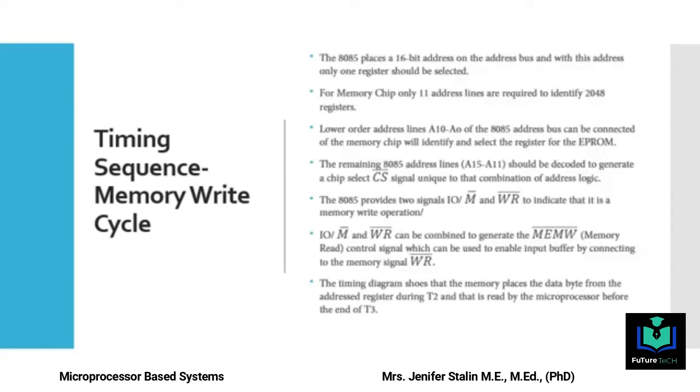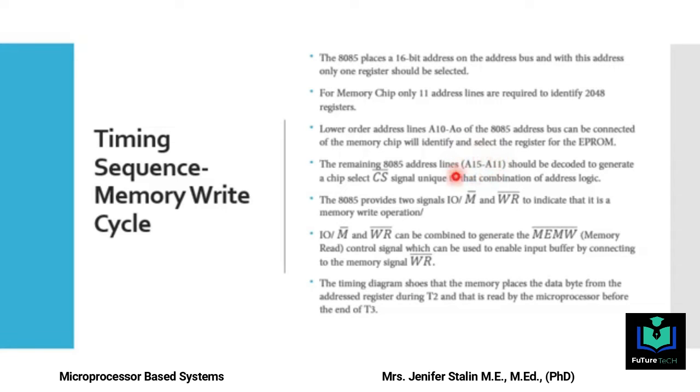You can see that a 16-bit address is placed on the address bus, and you are using 11 address lines to identify 2048 registers. The lower order addresses, that is from A0 to A10, can be connected to the memory chip that will identify the select register for the EEPROM. The remaining address lines, from A11 to A15, go to the address decoder.